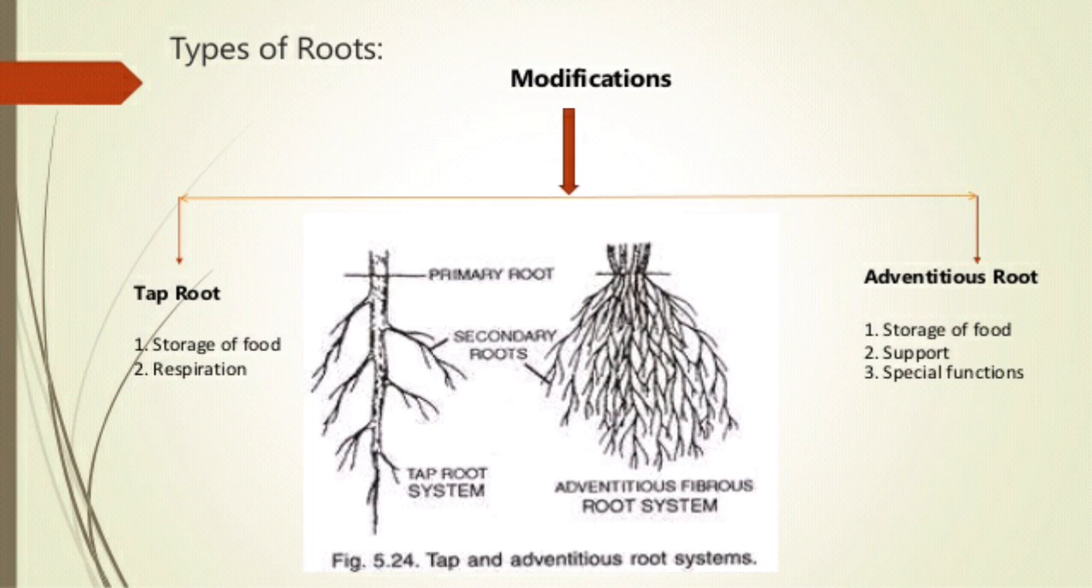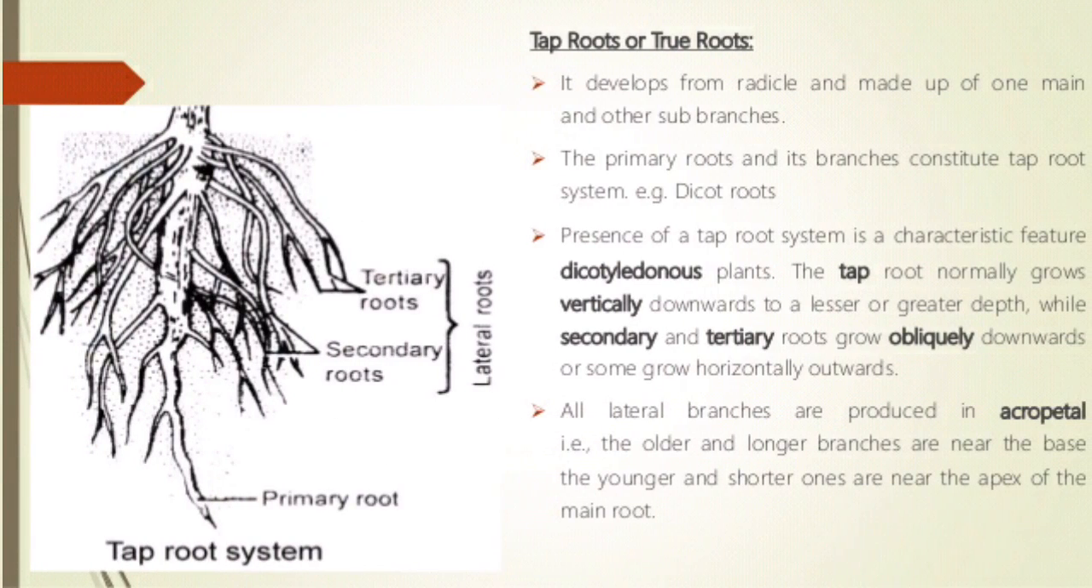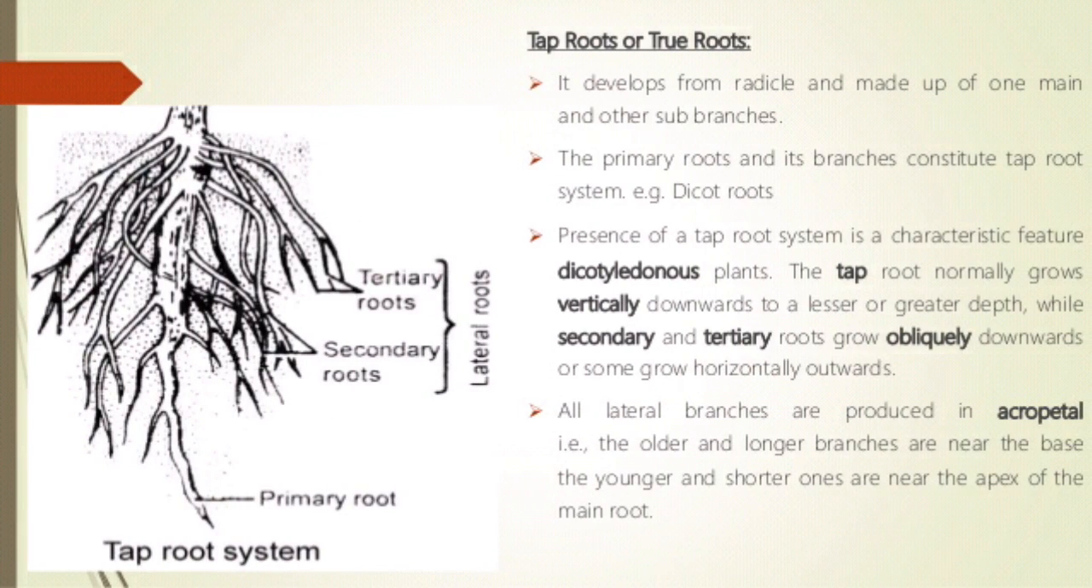See the taproot system and adventitious fibrous root system. Tap roots are the true roots. It develops from the radicle and is made up of one main root and other sub branches. The primary root and its branches constitute the taproot system. As in the case of dicot roots, presence of a taproot system is a characteristic feature of dicotyledonous plants.